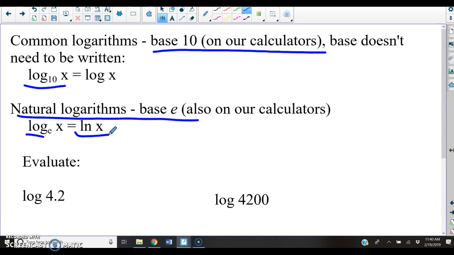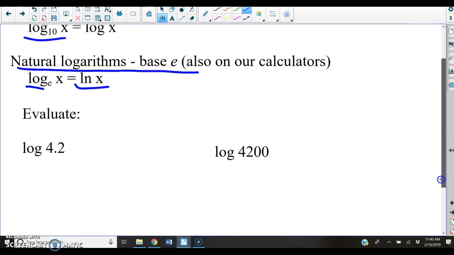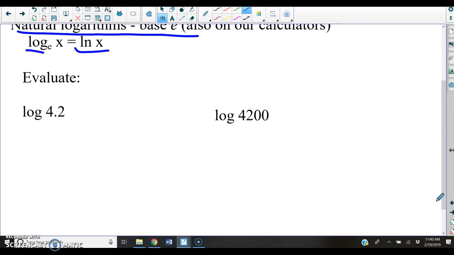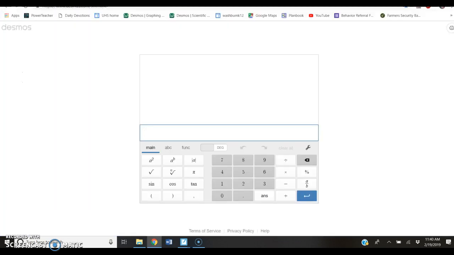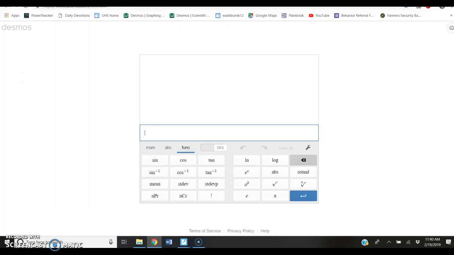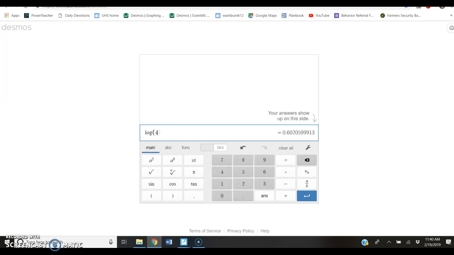Okay? When you evaluate these, this is calculator time. So we would find the log of 4.2 on our calculator. Okay, I've got a decimal scientific calculator. I need the logarithm of 4.2. Oh, where's my log button? There it is. And I get 0.653. Okay, let's do the next one.